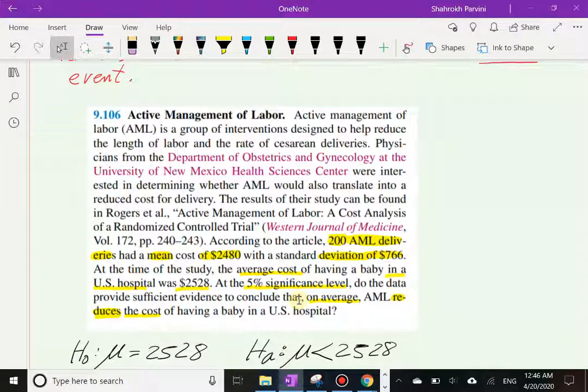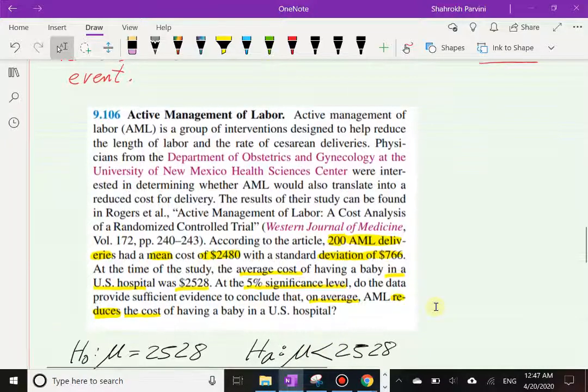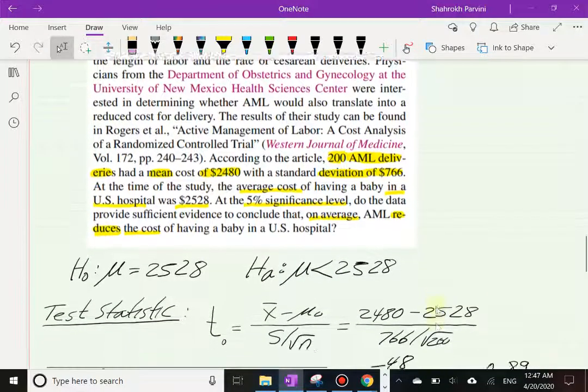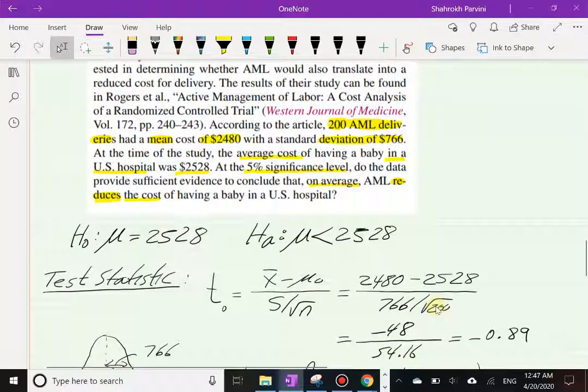So the null hypothesis is that the average delivery is 2528. AML no different than any other procedure. And the researchers want to know again if it's actually helped reduce the cost, so we have less than on the alternative here. Okay. Now our test statistic, that's going to be X bar minus hypothesized mean over S over root n. That's 2480 minus 2528 divided by the denominator. So in the numerator, notice we have negative $48. So that means the average cost of delivery using AML was $48 actually less than the average US hospital.